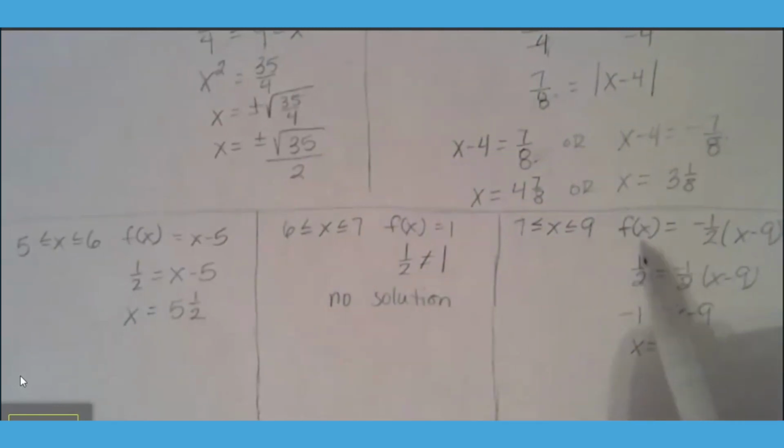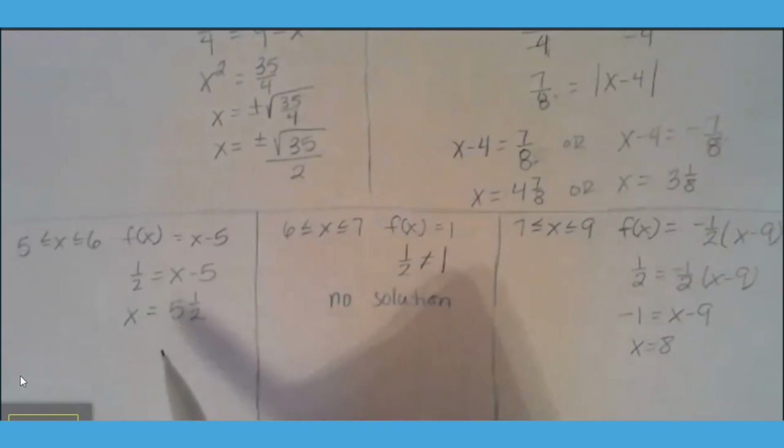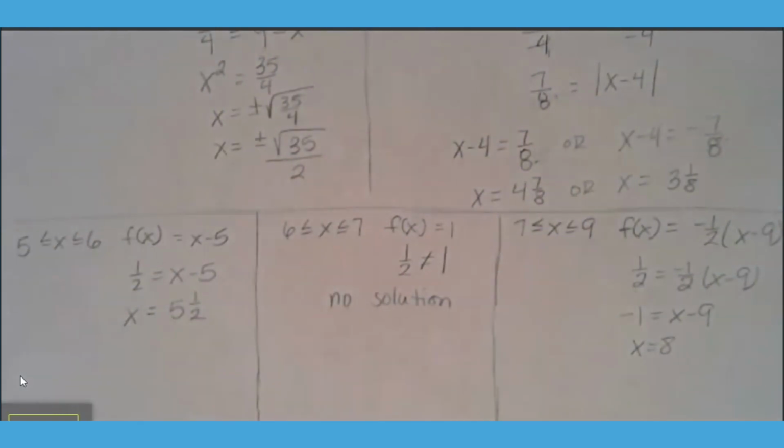And finally, substituting in 1/2, distributing and solving, we are able to get that x is equal to 8. So we have multiple solutions depending on where we are in f of x, where f of x or our y value would in fact be equal to 1/2.